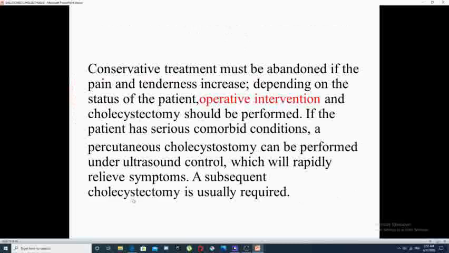There are certain conditions in which conservative treatment should be stopped and we go directly to operative intervention. These cases include when pain and tenderness are increasing, depending on the status of the patient. In this condition, operative intervention and removal of the gallbladder should be performed. Otherwise, if the patient has serious comorbid conditions, percutaneous cholecystostomy may be performed under ultrasound control.